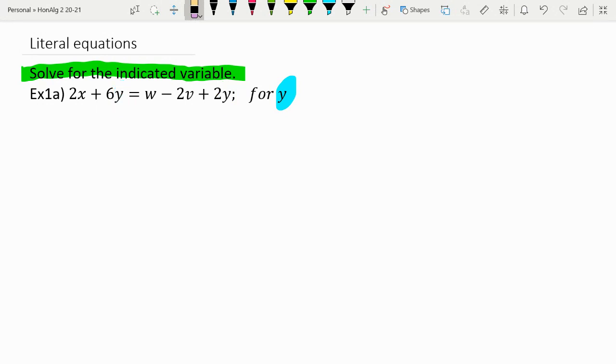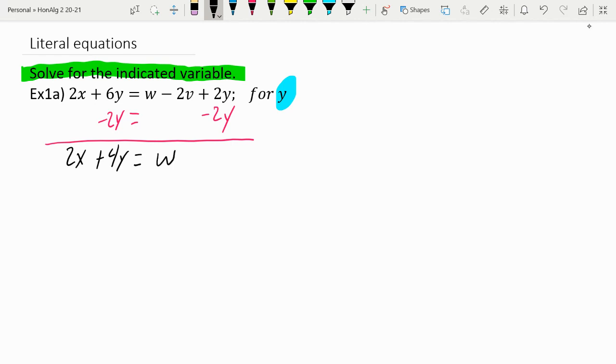What do we always do? We always move the smaller variable, whatever we're solving for. Since we're solving for y, I'm going to subtract that 2y from both sides. You notice I'm keeping like terms together. So then drag that 2x down. 6 minus 2 gives me 4y is equal to w minus 2v.